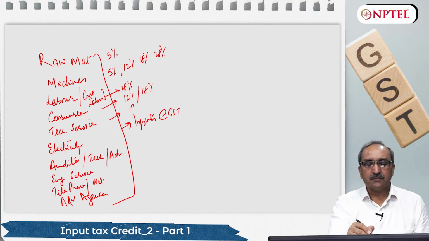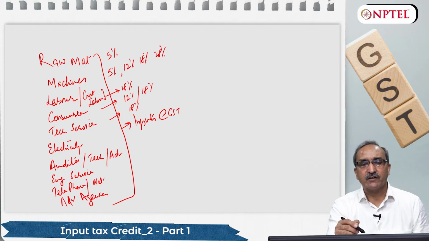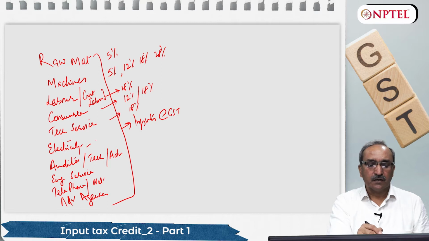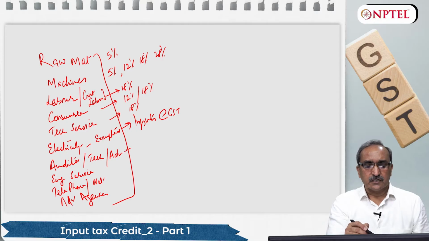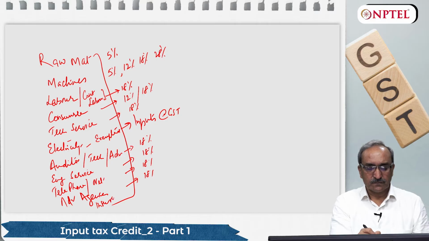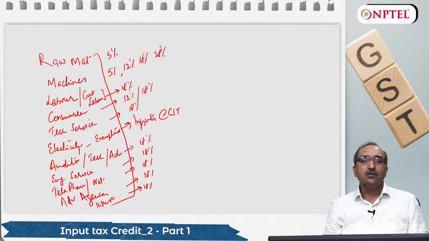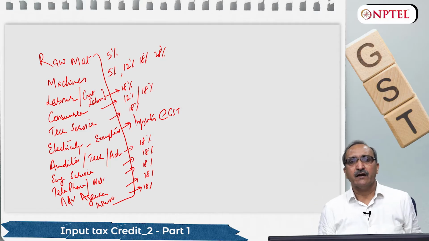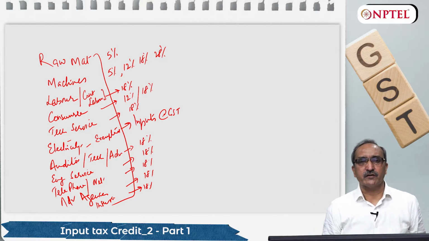Then technical services from different categories of professionals, subject to 18% GST. Electricity, I told you, is exempted under GST, so no tax. Auditors, technical advocate services, yes, at the rate of 18%. Engineer services at the rate of 18%. Telephone 18%. Advertisement agencies 18%. Insurance again 18%.